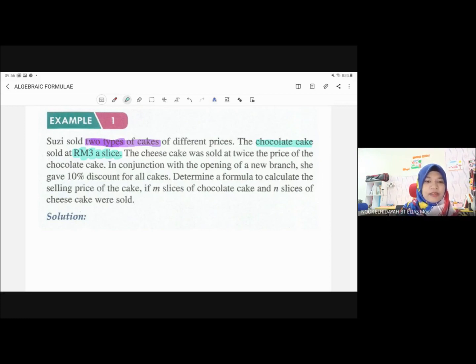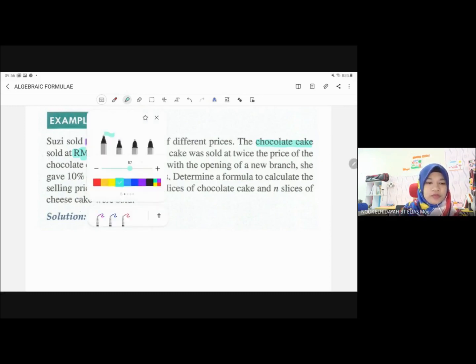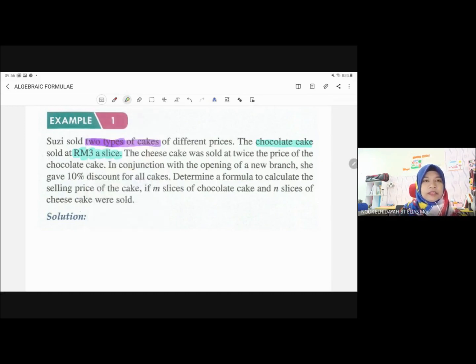Alright, and then apa lagi yang ada dalam ni? The cheesecake. It also has cheesecake. So the 2 types of cake here are chocolate cake and cheesecake. Sold at twice the price of chocolate cake. So, do you know what is the price of cheesecake? The price of cheesecake, I write here, price of cheesecake.